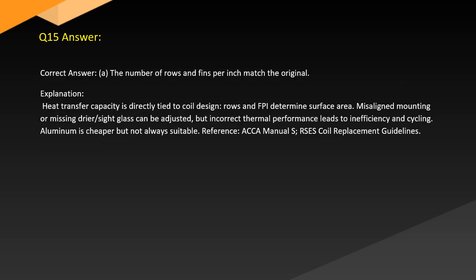Answer. Correct answer: A. The number of rows and fins per inch match the original. Explanation. Heat transfer capacity is directly tied to coil design. Rows and FPI determine surface area. Misaligned mounting or missing drain-side glass can be adjusted, but incorrect thermal performance leads to inefficiency and cycling. Aluminum is cheaper but not always suitable.